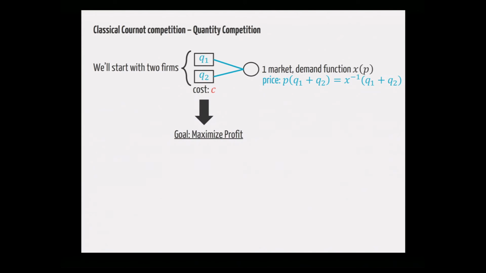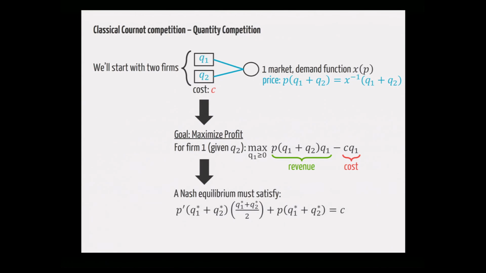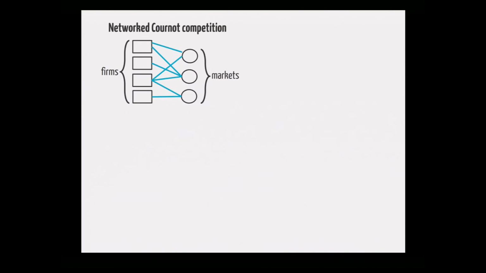Okay, and then the goal for the firms is to maximize profit. So they basically choose the quantities that, given the price that will emerge times the quantity they produce minus the cost of the production, is the maximum. So then that's the equilibrium condition. So the networked version is the same.